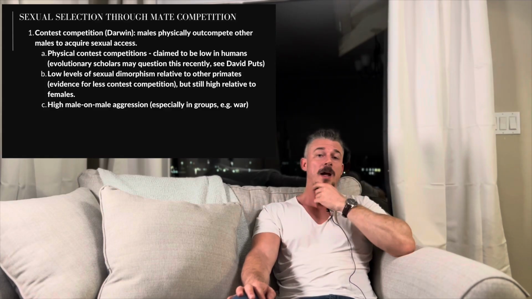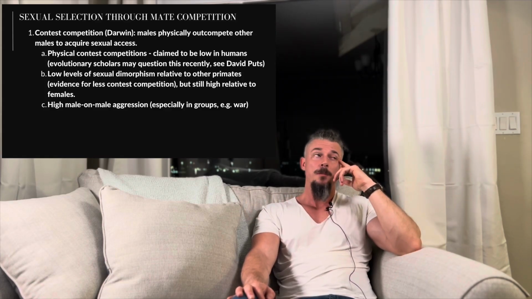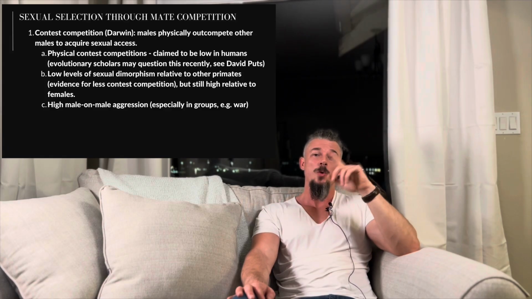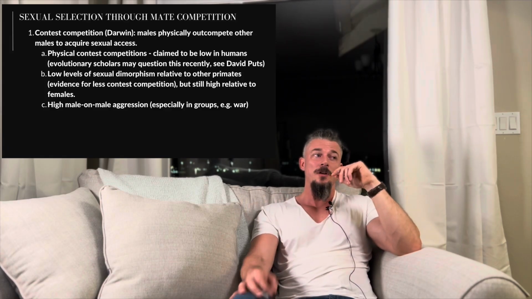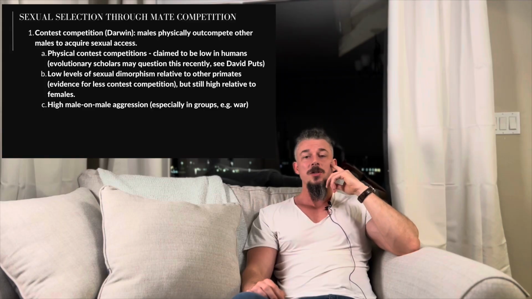War is a good example, right? Human beings are really good at killing each other. Men are really good at killing each other, especially in coordinated groups. When we engage in aggression, we kind of use our brains. We're not necessarily just throwing fists.